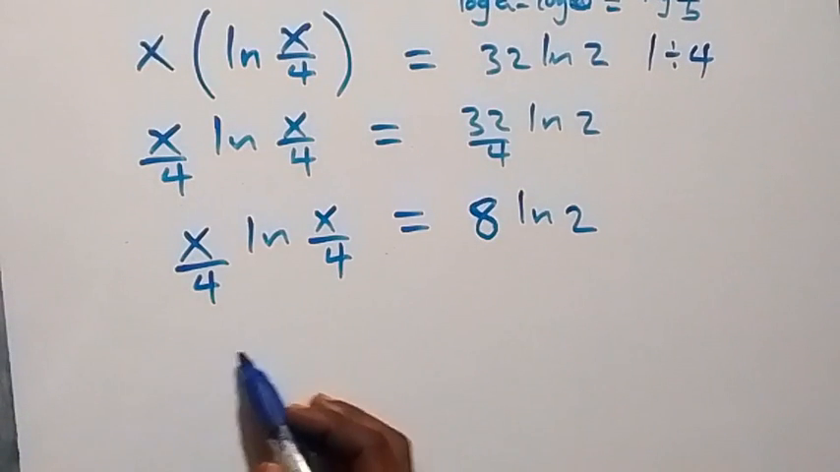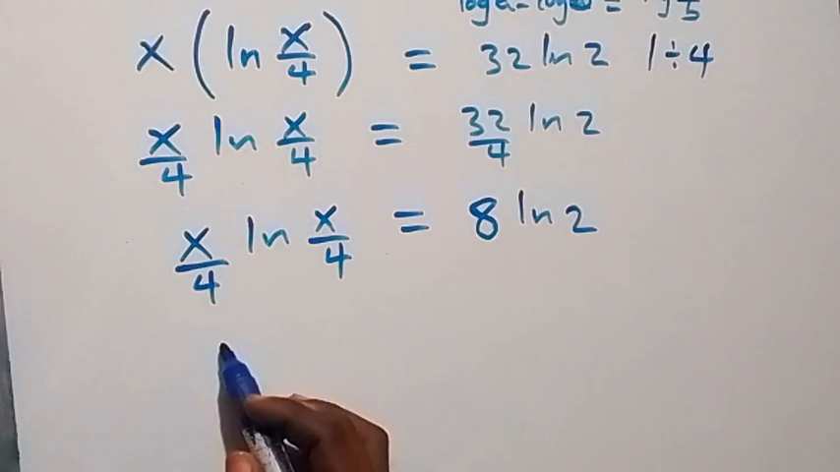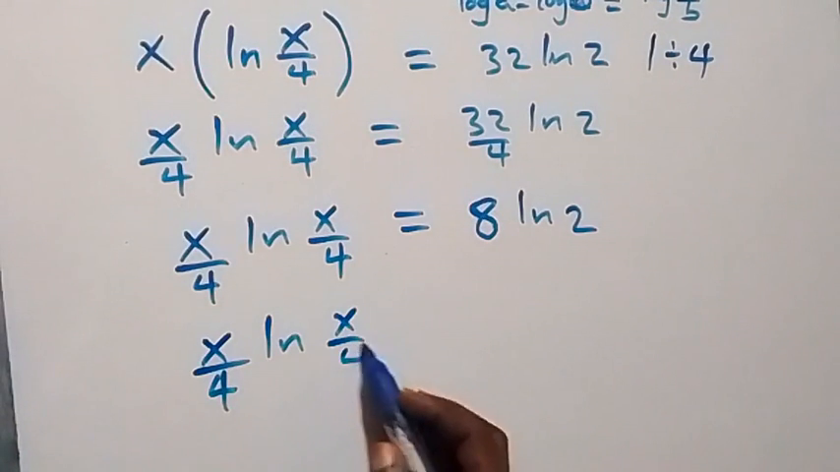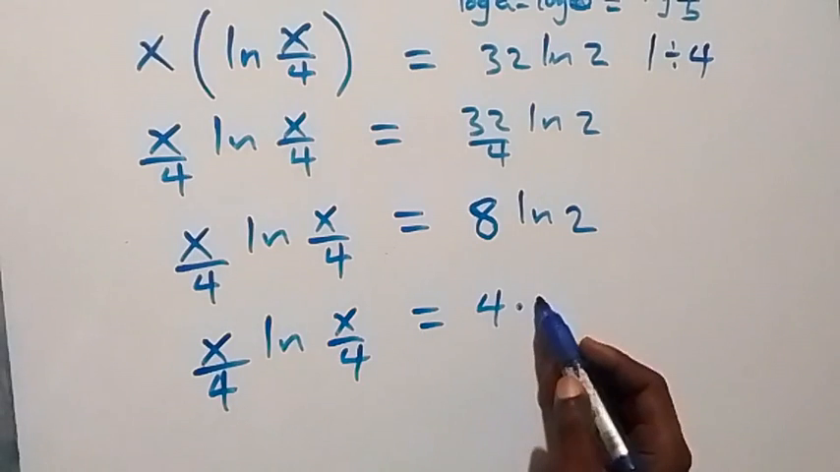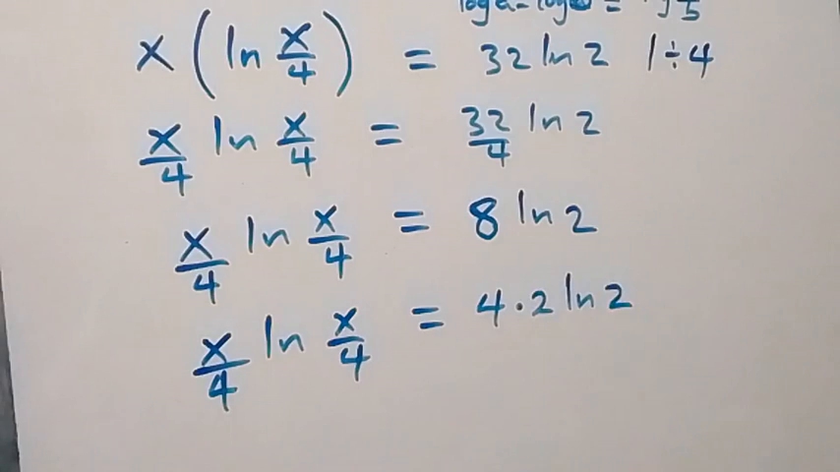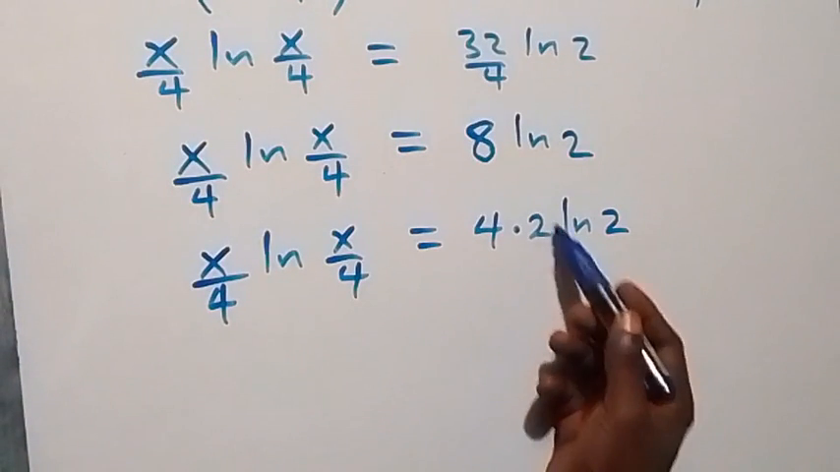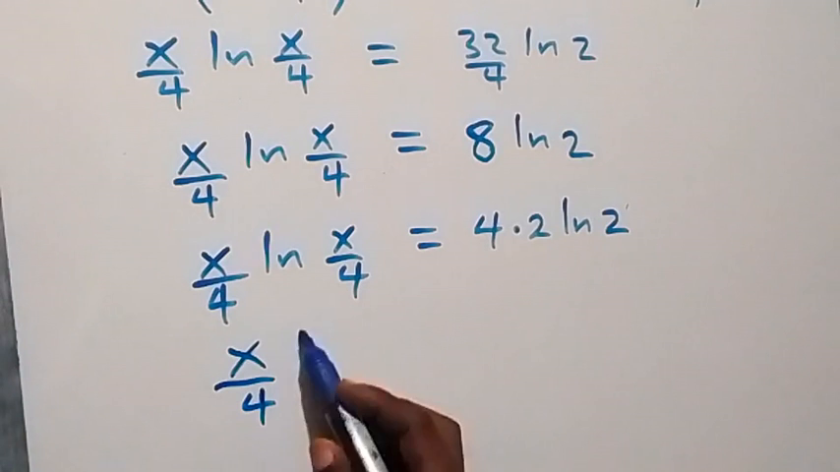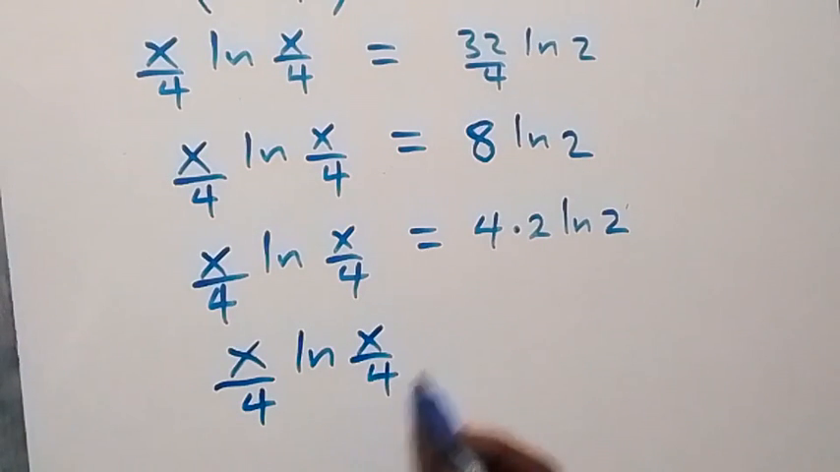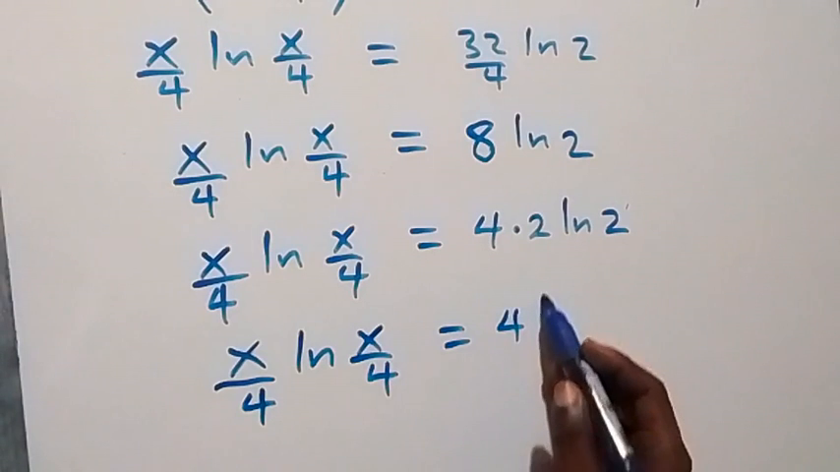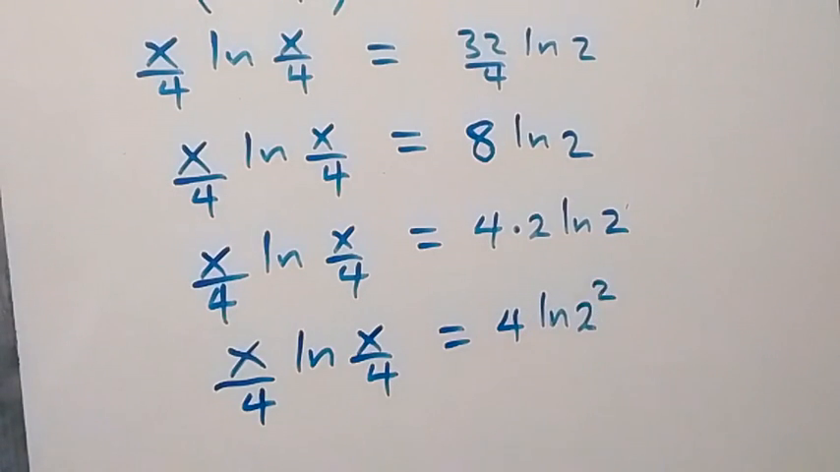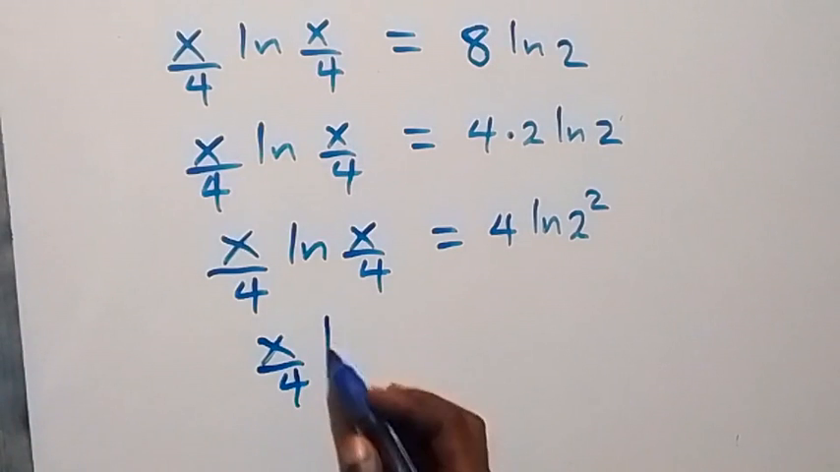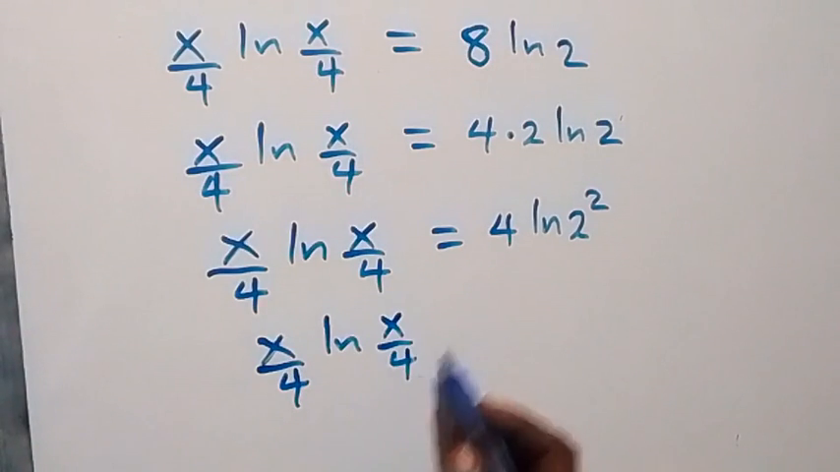And also here, we can write 8 as 4 times 2. That is, here we have x over 4 ln x over 4 now equals to 4 times 2, then times ln 2. And from here, we can take this 2 and reverse it up here, such that we have x over 4 ln x over 4 now equals to 4 ln 2 raised to power 2. And also from here, the same thing as x over 4 ln x over 4 now equals to 4 ln 4.